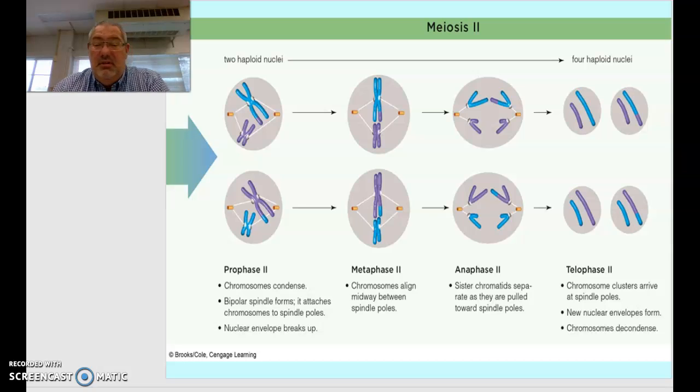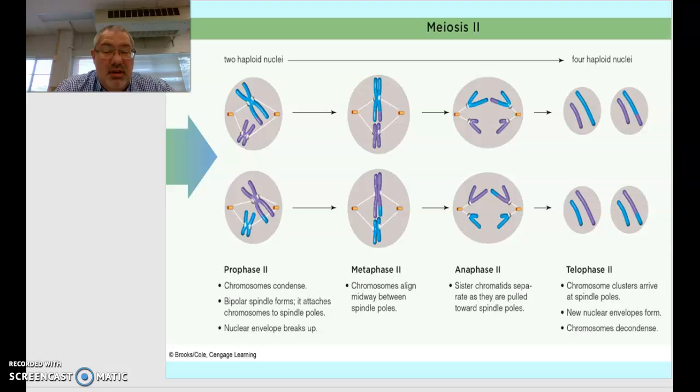In meiosis 2, you start out with two cells that are haploid. Each cell divides and forms two cells. So at the end of meiosis 2, you have 4 haploid cells. This division is often referred to as a mitotic division because there is no crossing over. When you start in prophase 2, each chromosome is already duplicated. And in anaphase 2, the sister chromatids will separate.